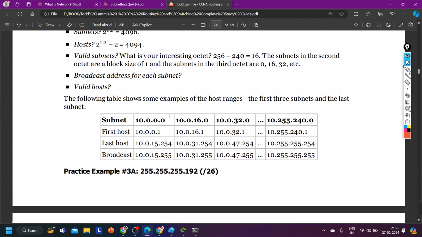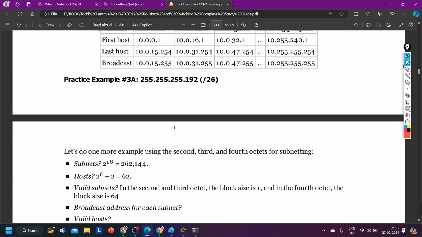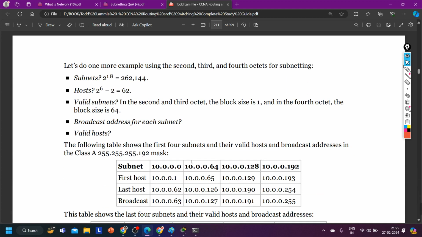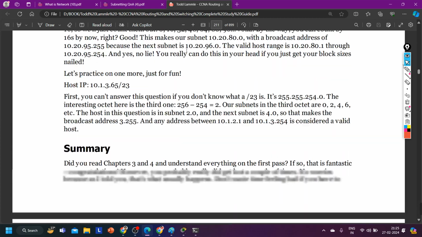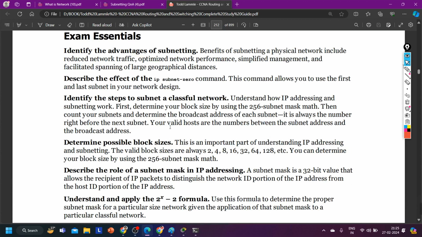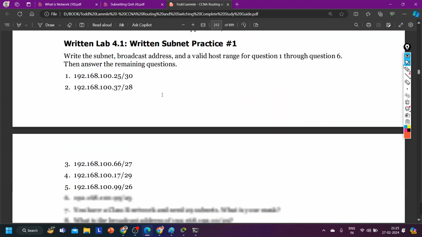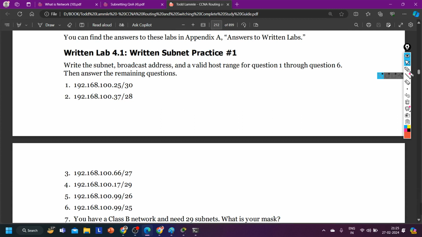For 20, 26, then there is a summary. Again, some questions are there: subnet, broadcast address, valid host range, question 1 through question 6. Then the answers are there.